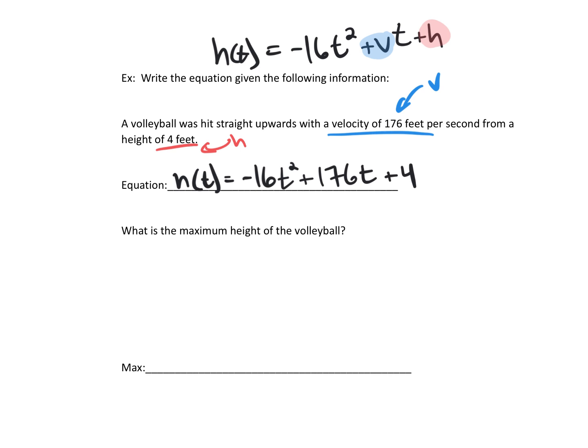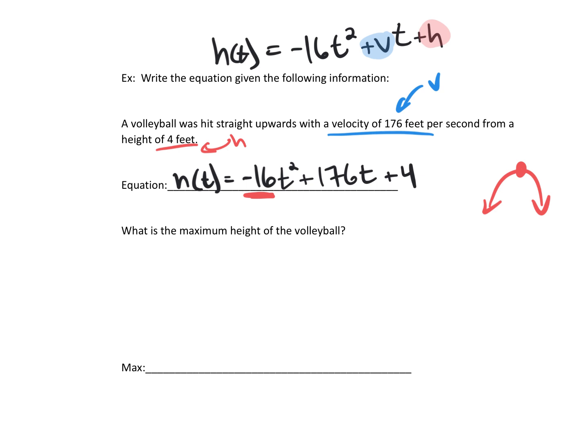And now we're asked to find the maximum height of the volleyball. Since our a value this time is negative, we know that our U-shape is going to open downwards. So really we're trying to find this maximum height, or the highest that the volleyball will go. So it's nothing more than just trying to find the vertex again.